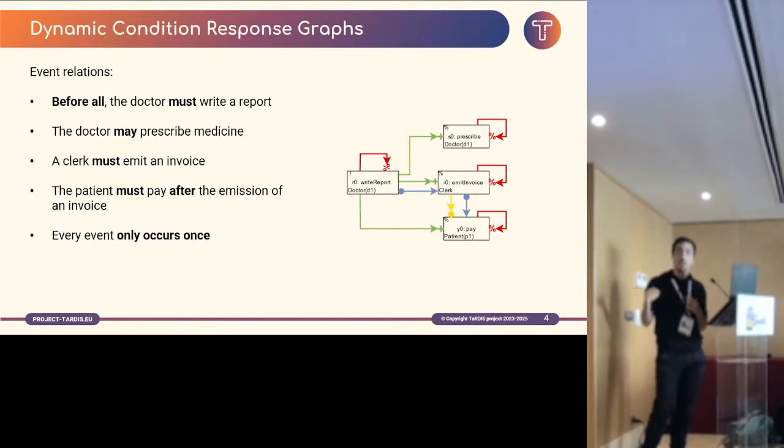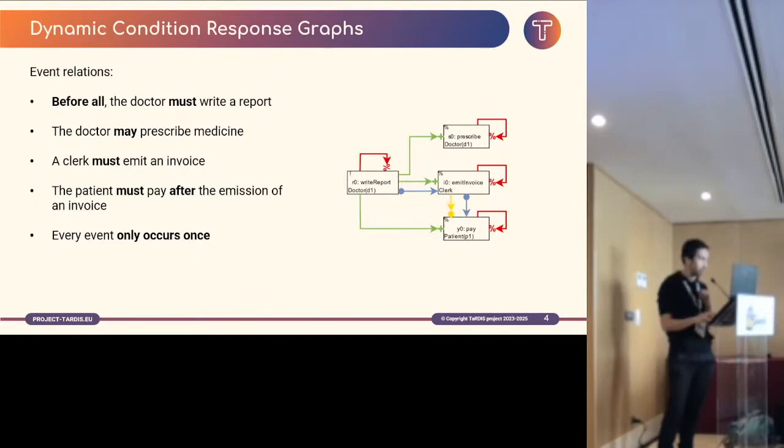The last constraint is that every event can only occur once. Just a quick note. In the upper left corner, there is some marking which defines the initial state of an event, which initially excludes or makes an execution mandatory. We'll see that in the following slides.